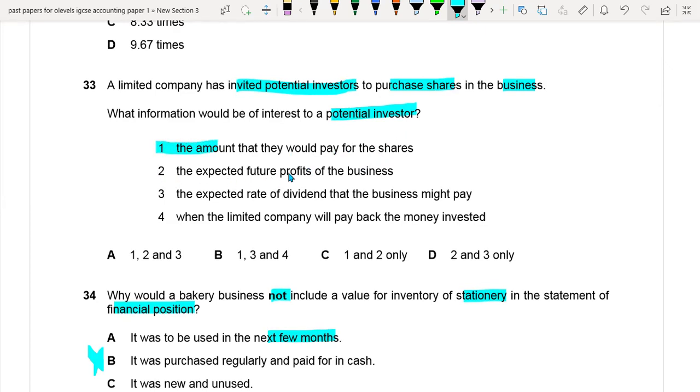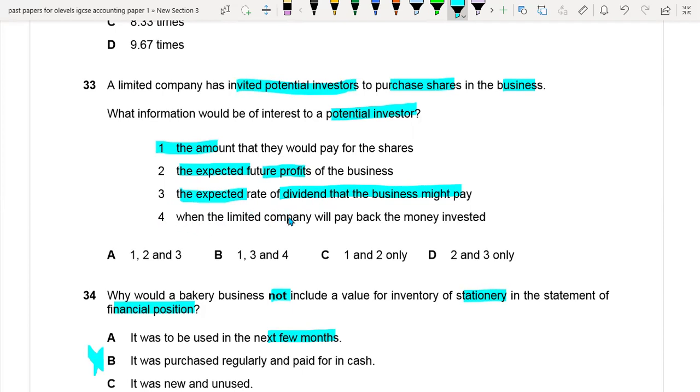Second, expected future profits of the business. This is also true, because of course they will be thinking about it, because they know that if the future profit is higher, it means that they will be getting higher dividend. Number three, the expected rate of dividend that the business might pay. This is also true. They will be looking for the higher dividend. So that's why they will be thinking of these things, that how much expected rate we will be having as a dividend.